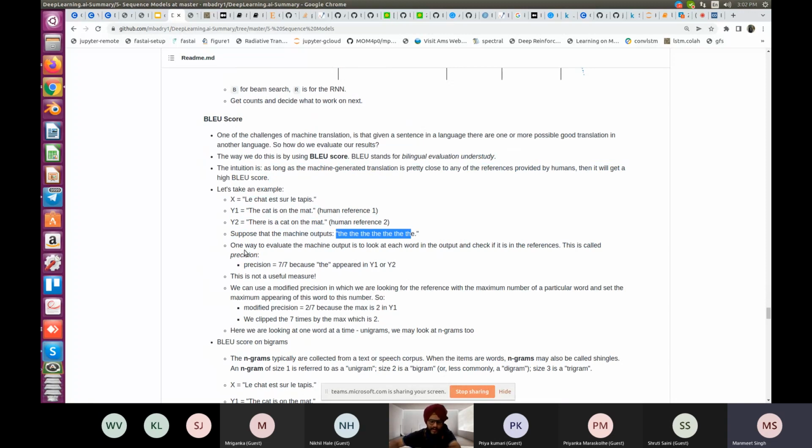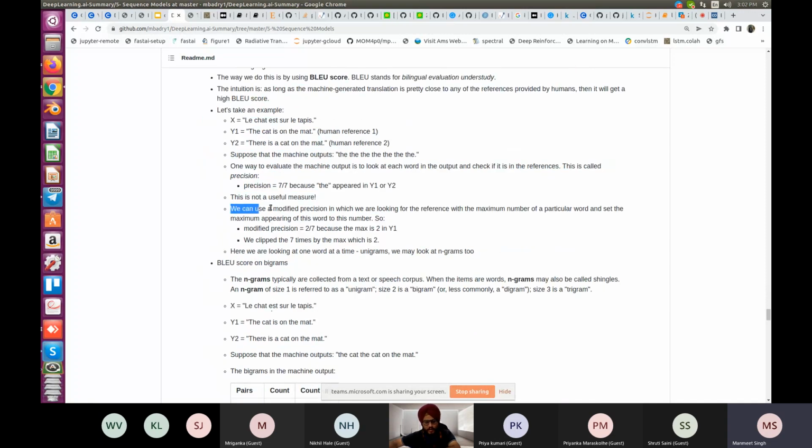So one way to evaluate the machine output is to look at each word in the output and check if it is in the references. This is called precision. In this case, "the" appears in our target, so it will be 7 by 7, because "the" appears in y1 or y2. Precision is very high, but you can see this translation is very bad. So this is not a useful measure.